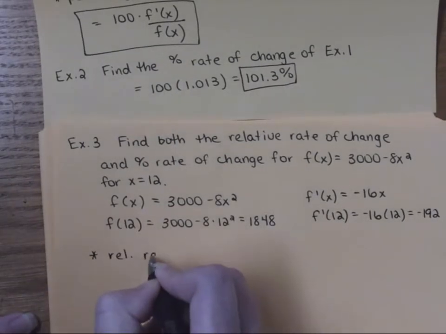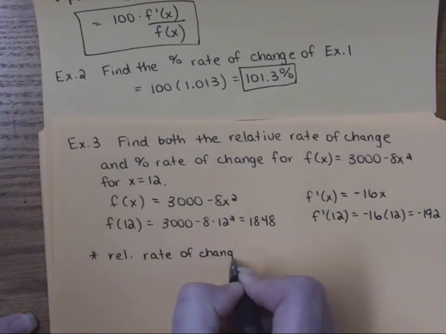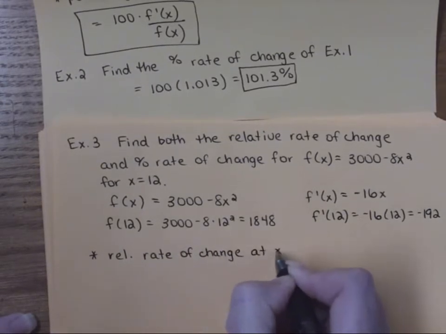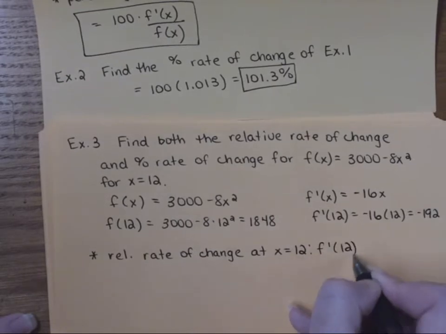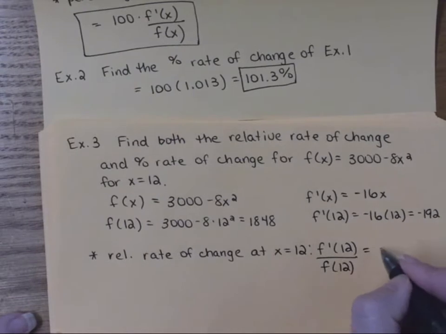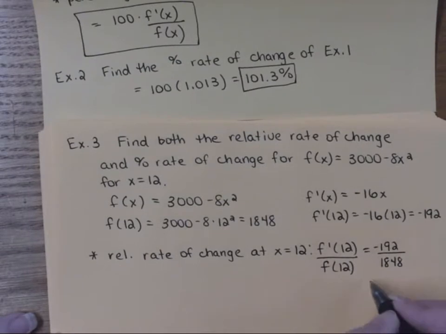So the relative rate of change at x equals 12 is going to be the derivative at 12 divided by the original at 12, and we already figured both of those out. So it would be, in this case, negative 192 over 1848. And if you work that out on your calculator, you'll get negative 0.104.